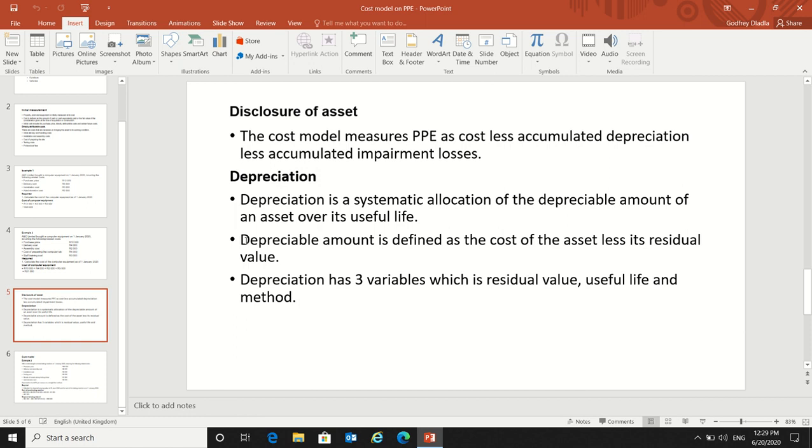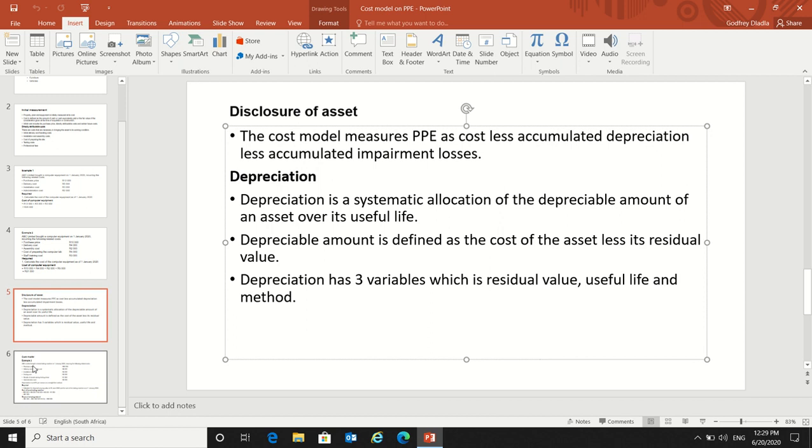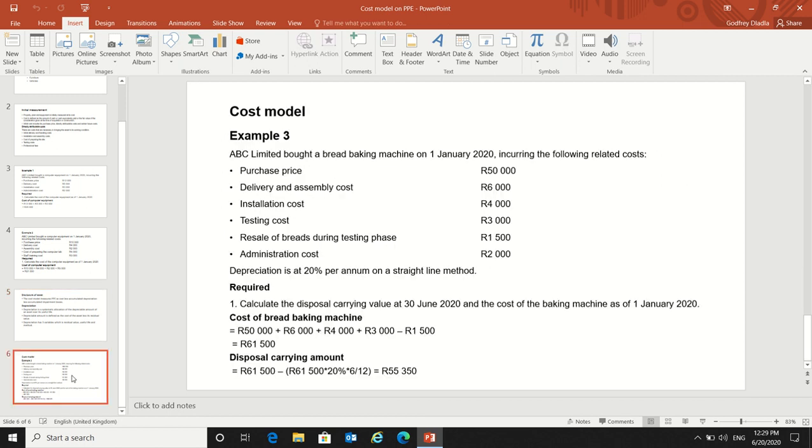Now, take note of the depreciable amount. The depreciable amount is cost less residual. So whatever remains is what you can then depreciate. Okay, so that is your residual. Now you come here. Now we've got a cost example. Again, we're saying ABC Limited bought a bread baking machine on 1 January 2020, incurring the following related costs.